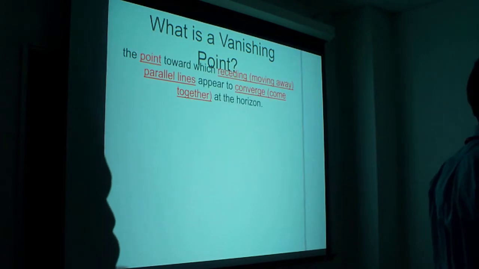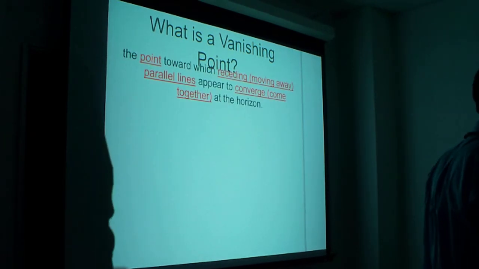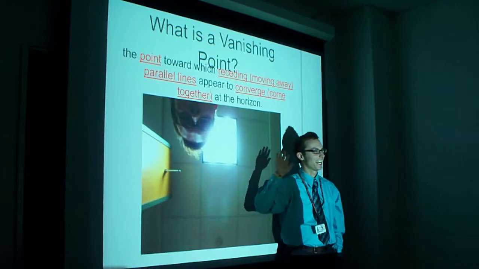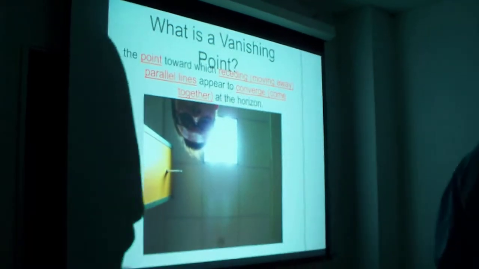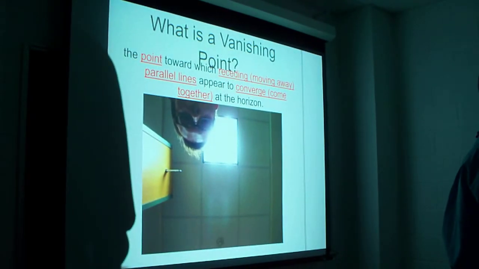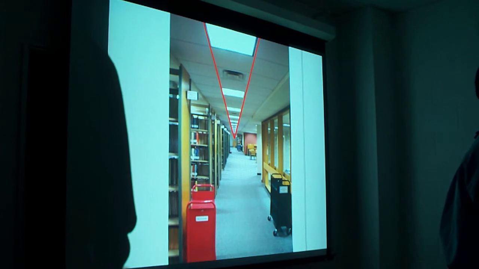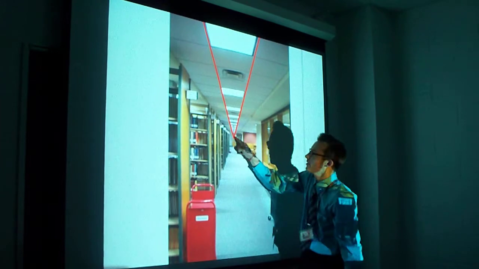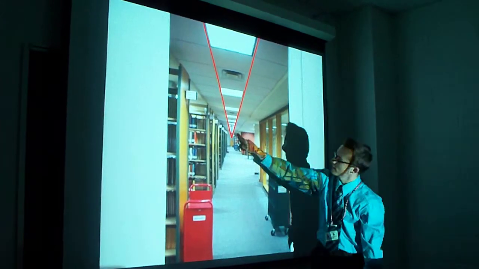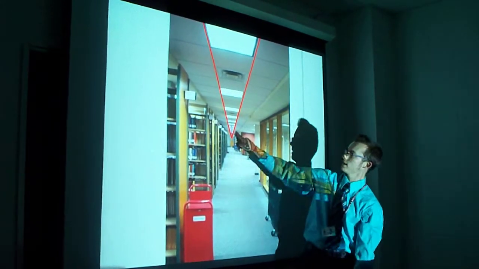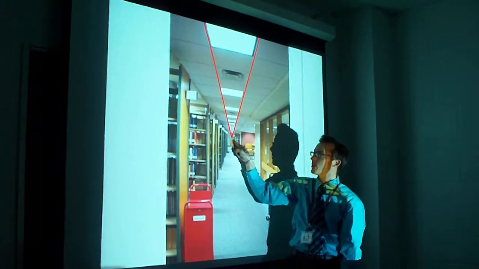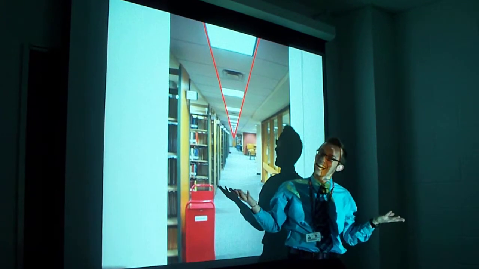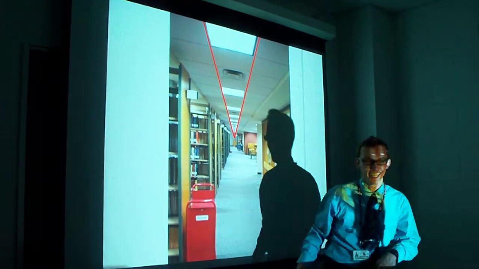What is a vanishing point? Pointing towards which receding or moving away lines converge together in the horizon. Parallel lines. We know they're parallel, but oh my God, they converged. That's the vanishing point, they come together. Look at how this line, and this line, and this line, and this line, and this line is all coming to that. What is that called? Vanishing point.